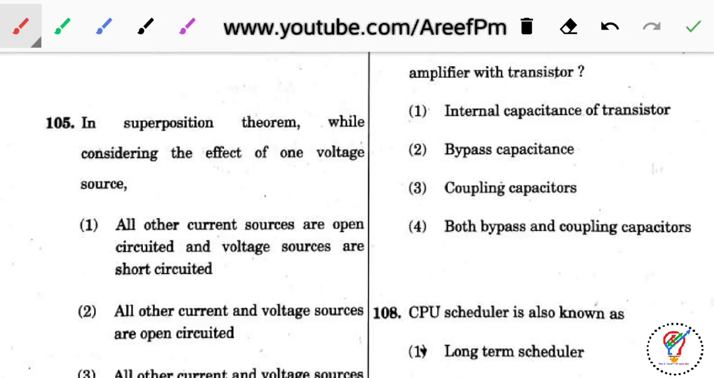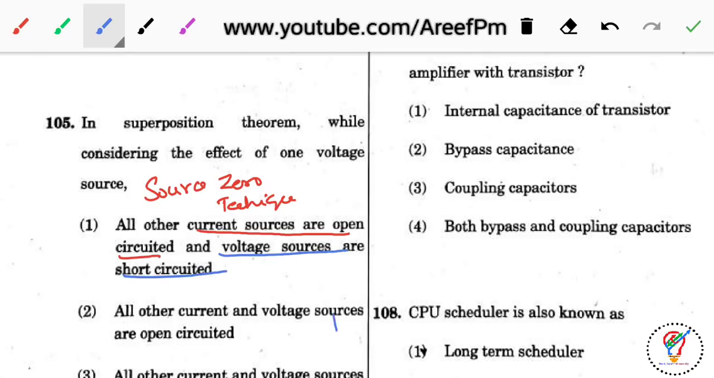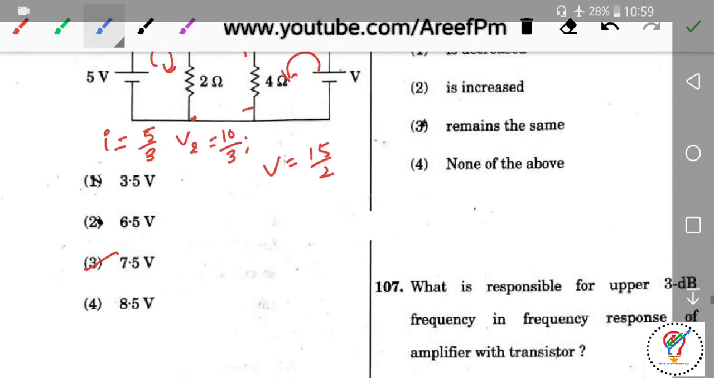Next question, 105. So 105, in a superposition theorem, while considering the effect of one voltage source, all the current sources are made zero. So we can call this one as a source zero technique. So in source zero technique, what we will do is we'll make all the sources zero. So current source is open circuited and the voltage source is short circuited here.